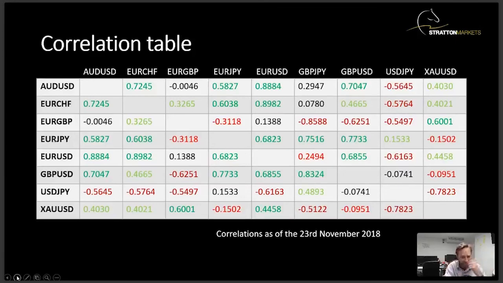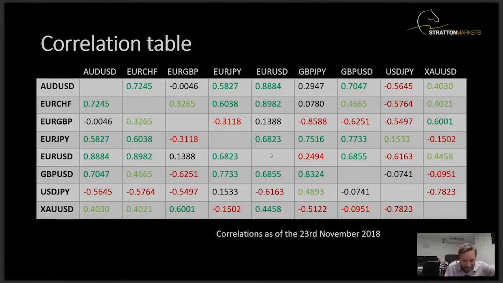So let's have a look at the table we've got here. You've got Aussie dollar, Euro Swiss franc, Euro sterling, Euro yen, Euro dollar, British pound dollar, USD Japanese yen, and gold. And across we've got the same pairs. These are just ones I randomly chose to illustrate what we're talking about. But you can find correlation tables for pretty much any pairs you're looking at.